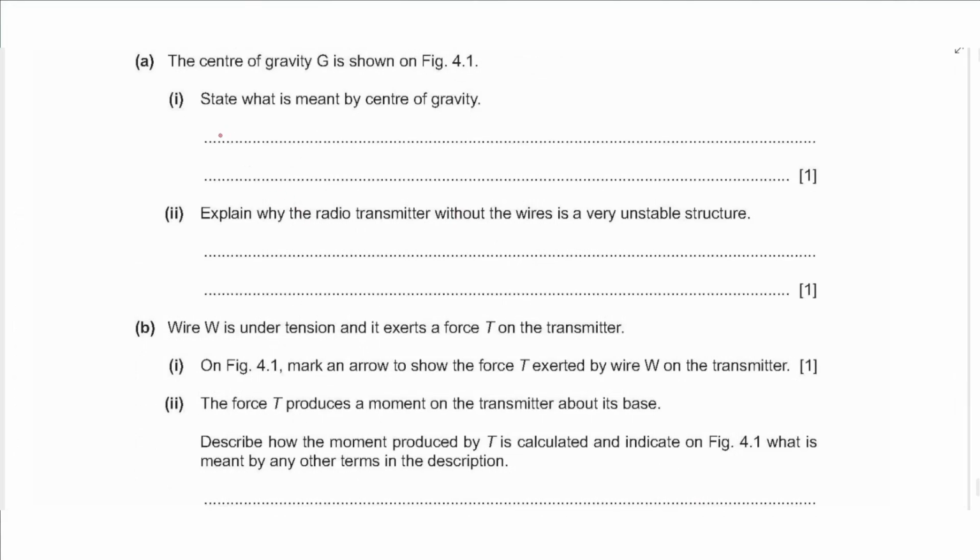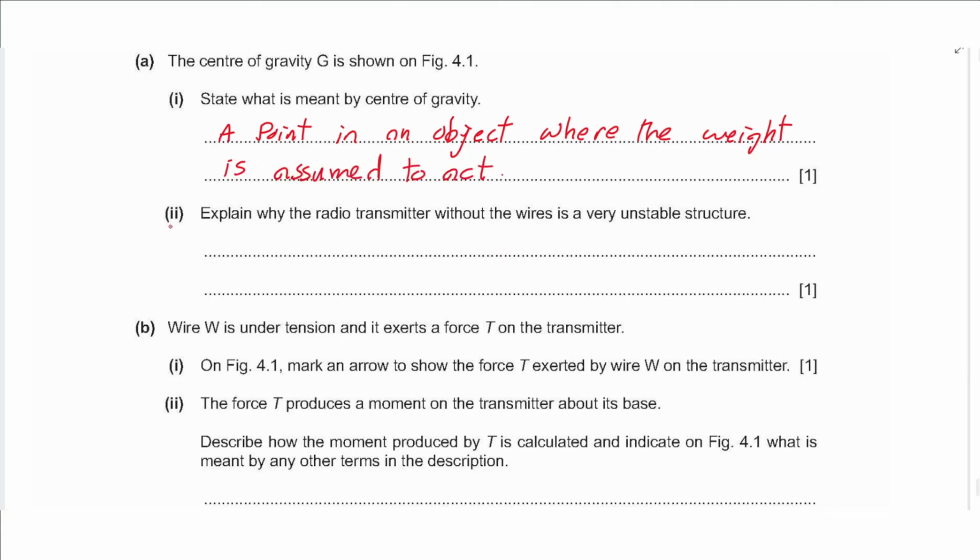It is a point in an object where the weight is assumed to act. Part II says explain why the radio transmitter without the wires is a very unstable structure. That's because it can topple over if it is tilted by a small angle.